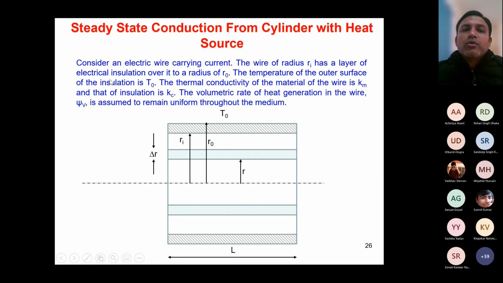In this particular example, there is an electrical metal wire through which current is flowing. The radius of the wire is Ri, and since the electrical wire cannot be bare, around it we in general have electrical insulation. The radius of this insulation layer is R0. The temperature of the outer surface of the insulation is T0. This T0 is a surface temperature, not an ambient temperature.